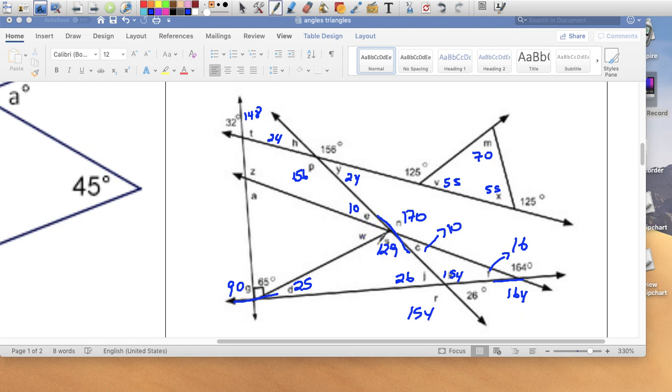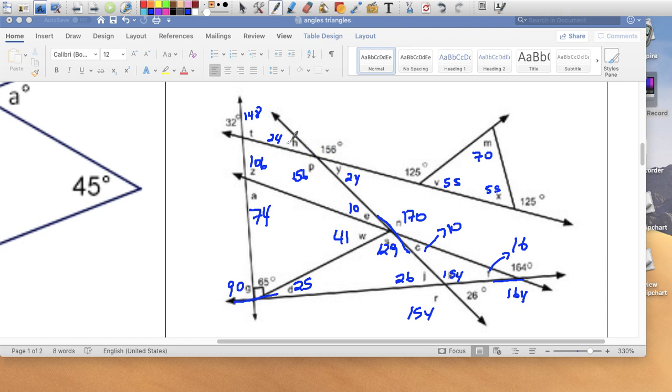This is 129. W is going to be, well, these three angles added together is 180. So 180 minus 10 minus 129. That's going to give me 41. Now I have two angles here in the triangle. That's 65. That's 41. I can find out angle A. So 180 minus 41 minus 65. This is 74. That's 74. Z here is going to be the supplement, 180 minus 74 because it's a straight line. This is 106.